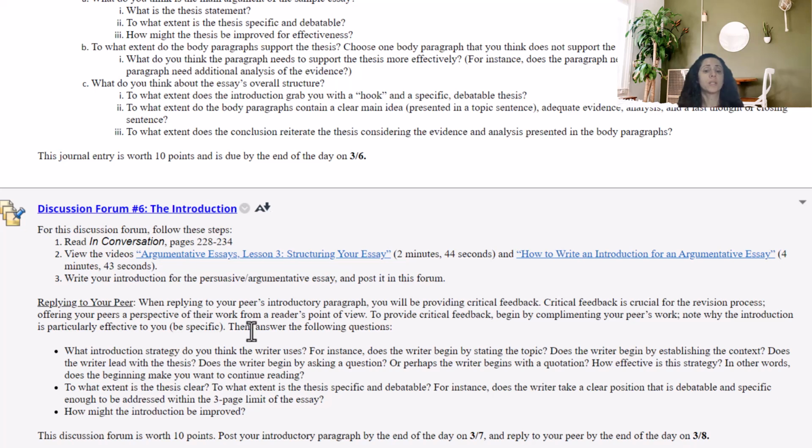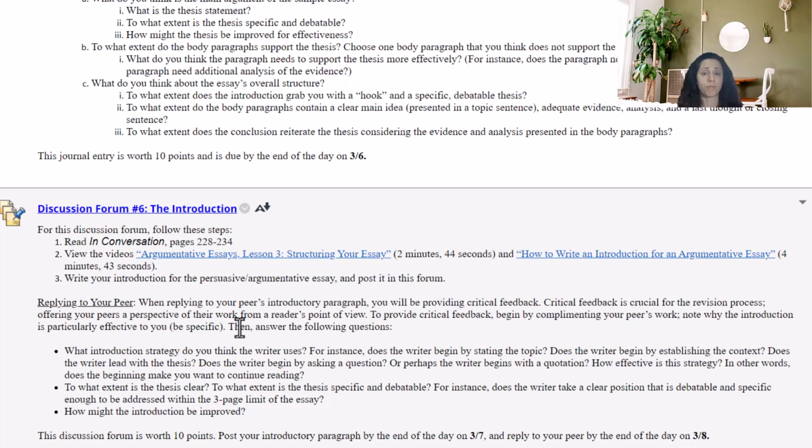To what extent is the thesis clear? To what extent is the thesis specific and debatable? For instance, does the writer take a clear position that is debatable and specific enough to be addressed within the 3-page limit of the essay? And how might the introduction be improved? Post your introductory paragraph by the end of the day on March 7th and reply to your peer by the end of the day on March 8th.